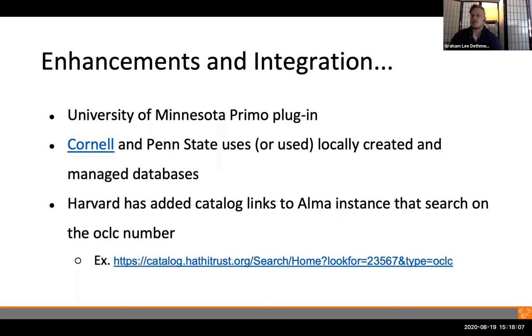And while Cornell and Penn State have themselves both created some kind of local database to reflect the full range of metadata available via the Hathi files, Cornell has a blog post providing greater detail of what they did there, linked on the slide. Harvard has added catalog links to their Alma instance to help reflect for users when a HathiTrust item exists for an item in our catalog. This has been used primarily for ETAS, but will also have positive results for patrons after they decide to deactivate.